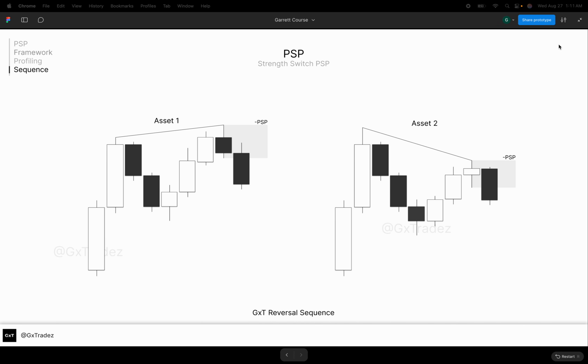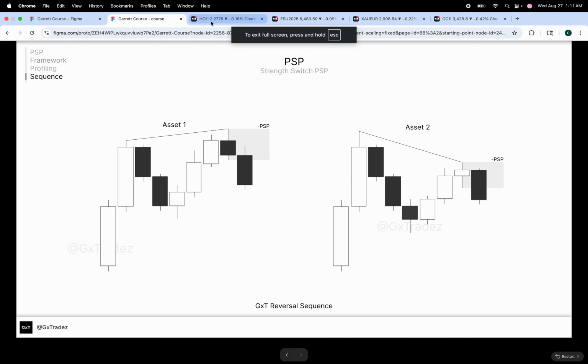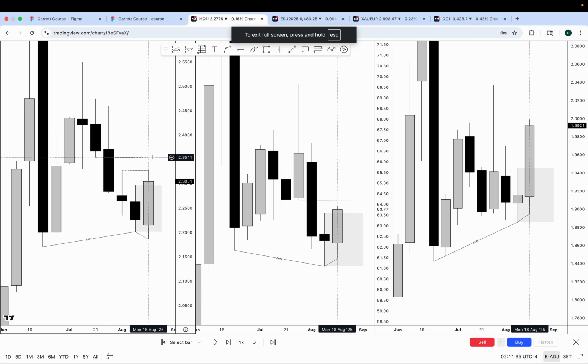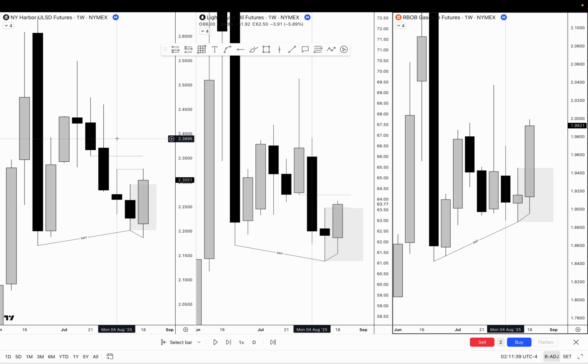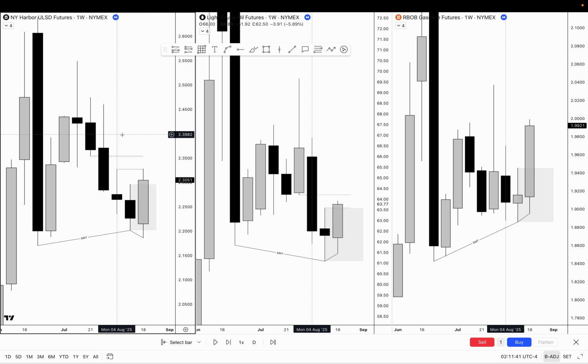So that is it for the slides. Let's get into some examples. I do have a lot, so I'm going to try to go through them fast, so hopefully you can follow along. So here we are on the weekly chart. We can use this on any time frame.